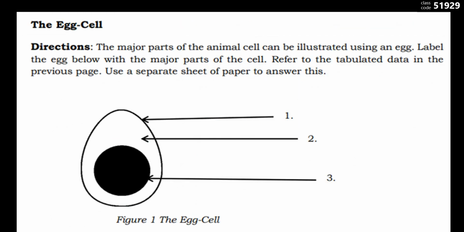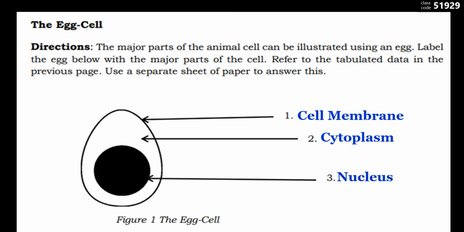Let's try this one. This is the egg cell activity. Directions: the major parts of the animal cell can be illustrated using an egg. Label the egg below with the major parts of the cell. So refer to the tabulated data on the previous page. Use a separate sheet of paper to answer this. Okay, let's have it. Number 1 is the cell membrane. Number 2 is the cytoplasm. And number 3 is the nucleus. So this is the very easiest way to show the major parts of the animal cell through the egg cell.